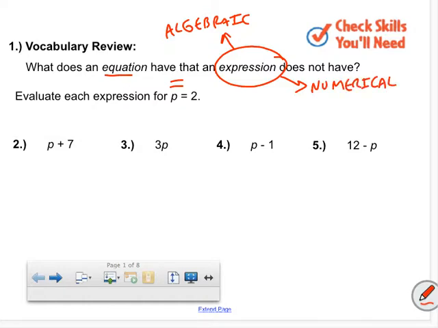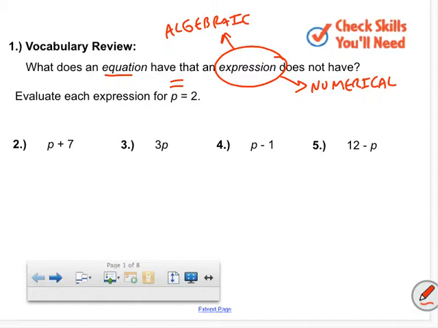Okay. And then for the second part of the warm-up, it says evaluate each expression for p equals 2. So for numbers 2 through 5, what type of expressions do we have here? Who can tell me what type of expressions are these? Algebraic. Trinity? Algebraic. Why did you say algebraic? Because there's at least one variable there, okay? And so the opposite of that is if there are no variables and it's just numbers and operations, it's a numerical expression, okay? So all we're doing is we're substituting for p, what value?